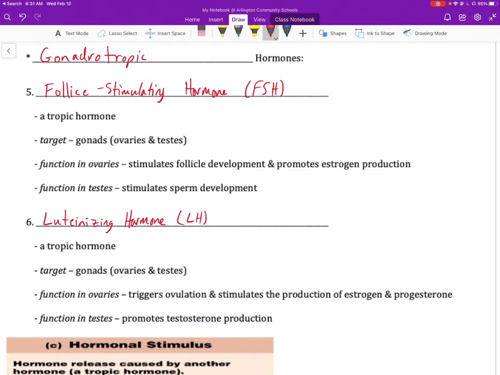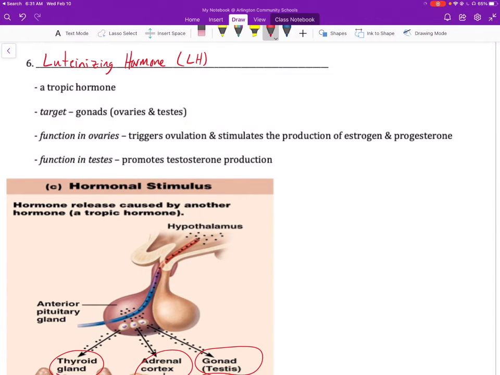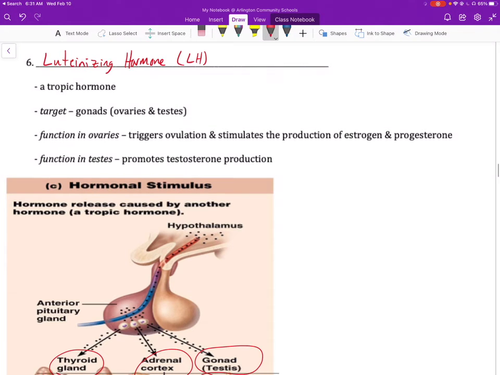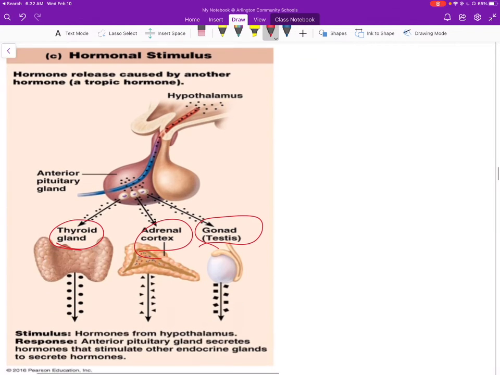So we have the follicle stimulating hormone, or FSH. It's a tropic hormone that targets the gonads, the ovaries and testes. The function in the ovaries is to stimulate follicle development and promote estrogen production, while the function in the testes is to stimulate sperm development. The luteinizing hormone, or LH, is a tropic hormone. It targets the gonads again, ovaries and testes, just like FSH. The function in the ovary is to trigger ovulation and stimulate the production of estrogen and progesterone. The function in the testes is to promote testosterone production.